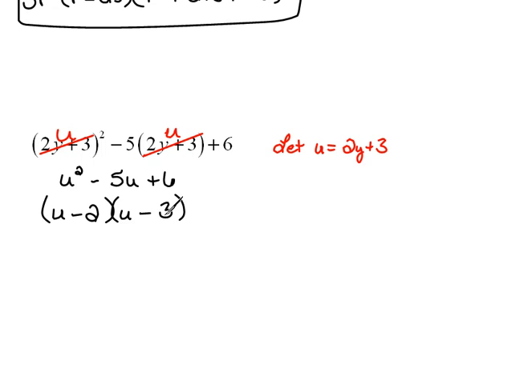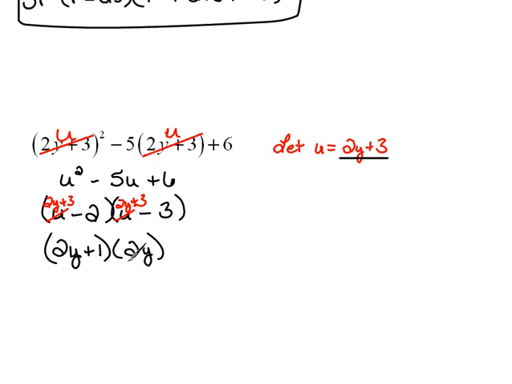Now, this is how this factors, but we did not start out with u's. We started out with 2y plus 3. So now we have to go back and back substitute. Everywhere we had a u, we need to replace that with 2y plus 3. And now we can simplify this, because 2y plus 3 minus 2 simplifies into 2y plus 1. And 2y plus 3 minus 3 simplifies to just 2y, because our 3's will cancel.